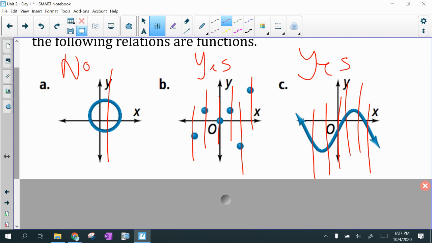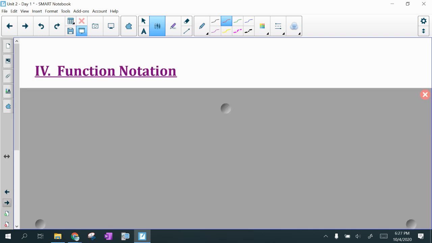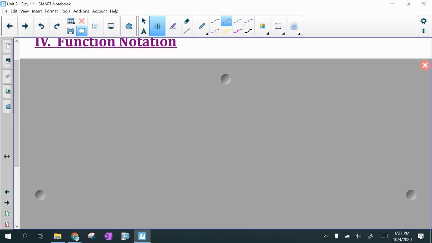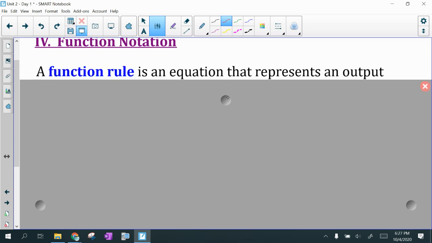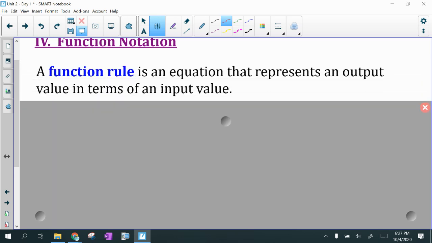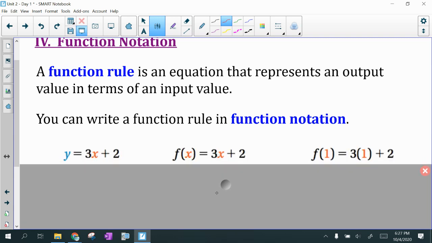Now, to those of you that have kind of been bored with what I've been doing so far, now's the point at which you probably want to start paying attention again, because we now have function notation. Now, a function rule is an equation that represents some sort of output in terms of an input value. This is just a way that people describe things mathematically. So what I'm going to say is we write things in function notation. Now, all three of these are talking about the same function, 3x plus 2.